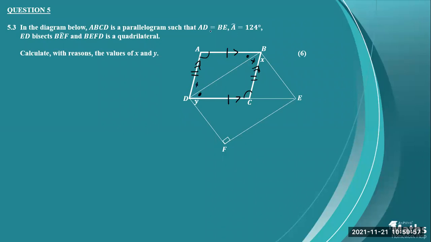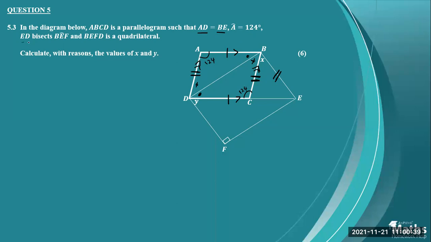It further says, okay, it also says here, AD, right? So AD is equal to BE. Okay, so that's another information that if we don't scrutinize the question, you can't solve it. Because if we don't indicate this, that AD is equal to BE, we will be stuck later on. Angle A is 124. So if that one is 124, I immediately know this one is 124.